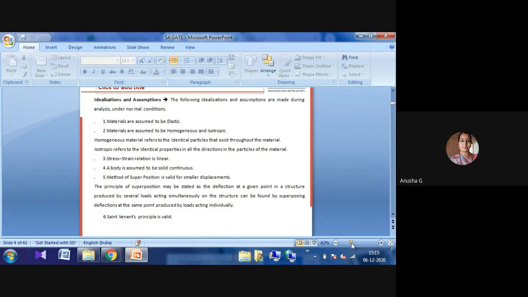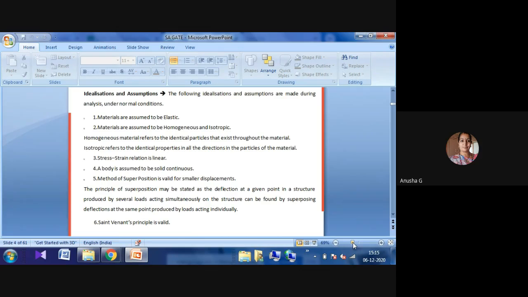Next one is the principle of superposition. The principle of superposition may be stated as follows: the deflection at a given point in a structure, produced by several loads acting simultaneously on the structure, can be found by superposing the deflections at the same point produced by the loads acting individually.